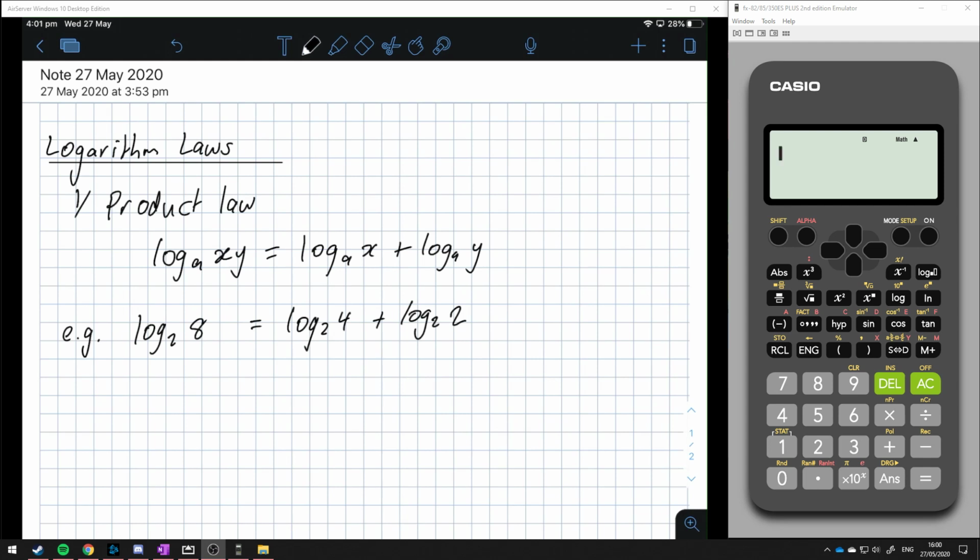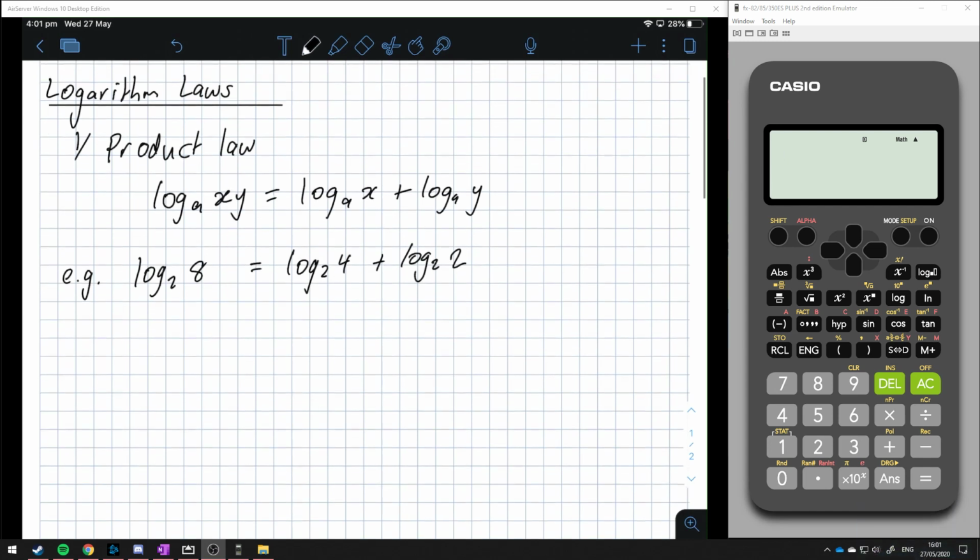And that comes from the idea of the index and indices. So 2 to the power of 2 times 2 to the power of 1 is the same as 2 to the power of 3. So you just add the index. So 2 plus 1 index. Okay, so that's the product law.